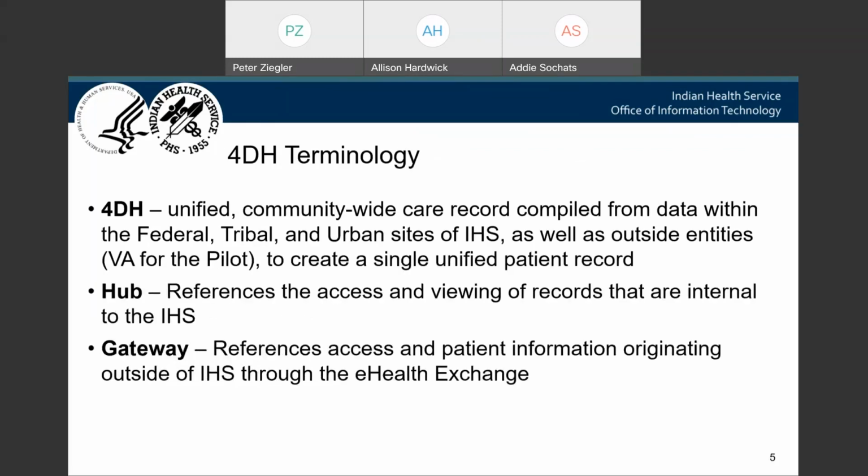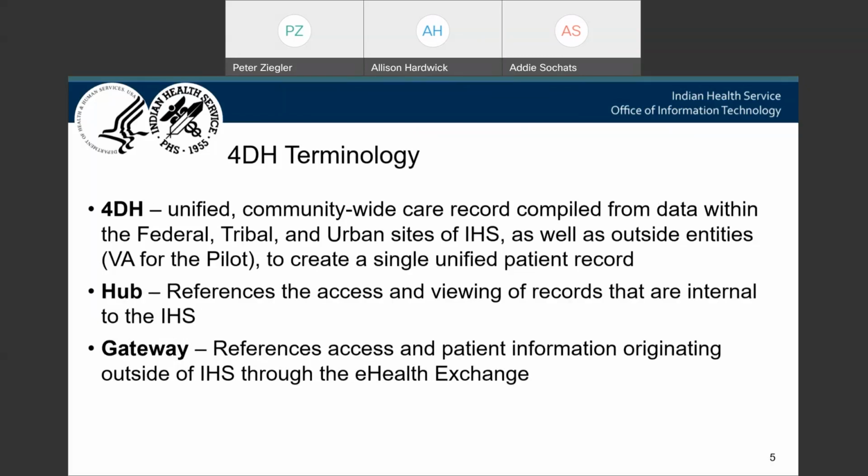To start out, some basic terminology for the 4DH. 4DH, or the Four Directions Hub, is a unified community-wide care record that is compiled from data within the federal, tribal, and urban sites of IHS, as well as outside entities, and so that would be the VA for the purpose of the pilot and the initial enterprise rollout, which creates a single unified patient record.